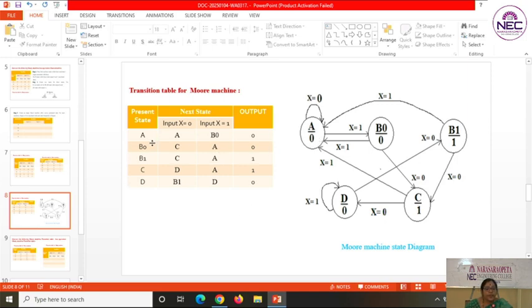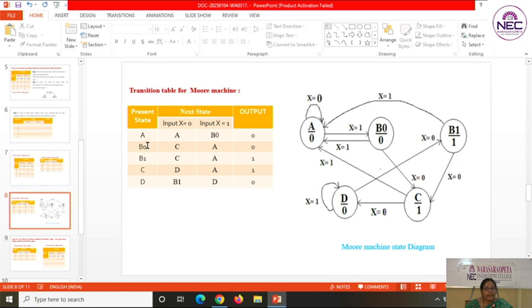If in the A state the input x is equal to 0, the A state goes to the same state. If the input x is equal to 1, the A state goes to the B0 state.